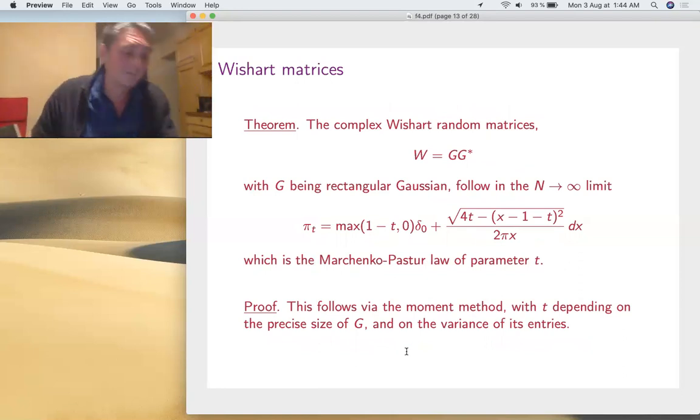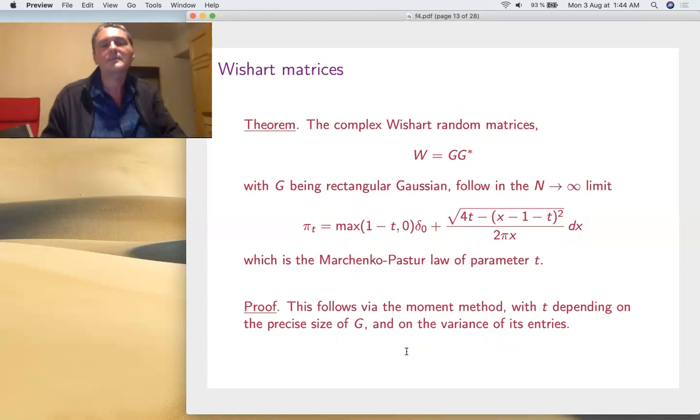So, as usual, application to random matrices now. The complex Wishart matrices are, by definition, obtained by taking a Gaussian matrix G, which can actually be rectangular, not necessarily square, and then forming G G star. So that's a random positive matrix, which, in the n goes to infinity limit, follows this Marchenko-Pastur law. Once again, t depends on the size of G and the variance of the entries. We'll get back to this later.